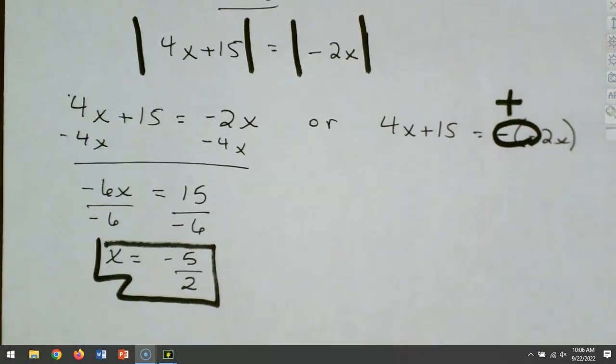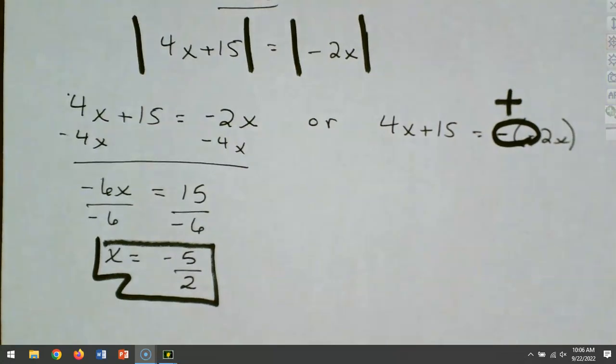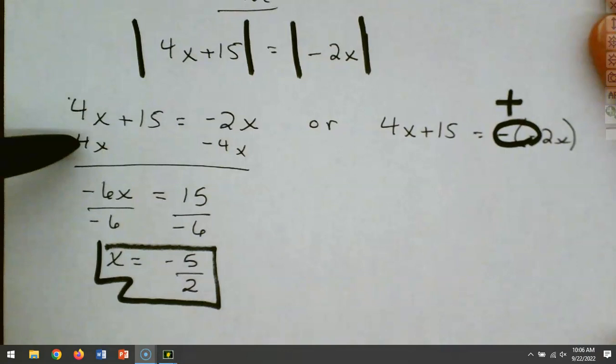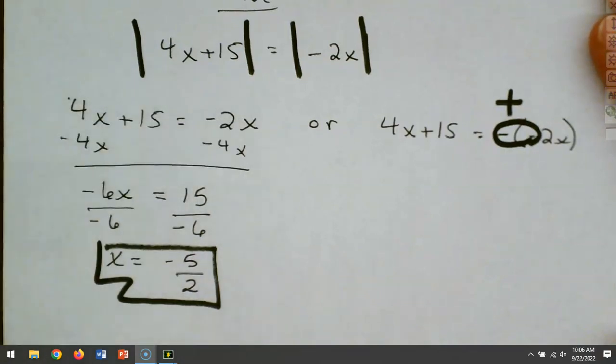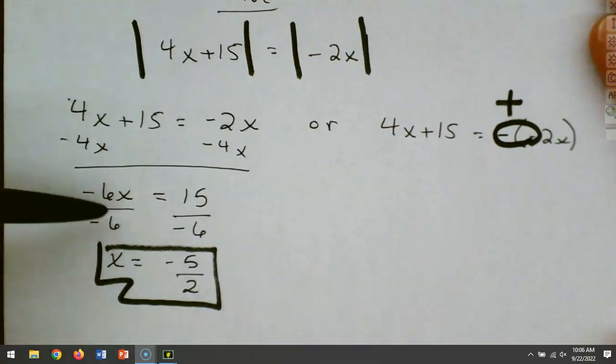Is everyone okay with how I got that equation? All I did was I dropped the bars. That gives you one of them. How do you get the other one? Switch the signs. So drop my bars, and I just moved that minus 4x over. And that gave you a minus 6. And I put it on the left because I like to have the x on the left. So I did that. 15, nothing to go with that.